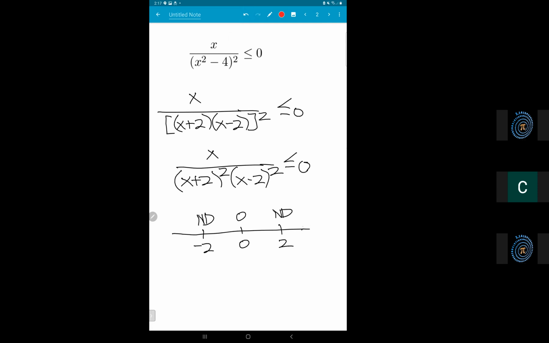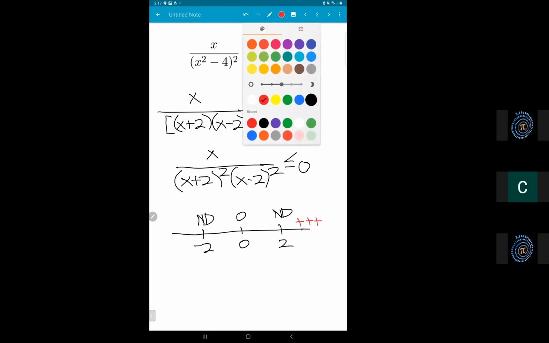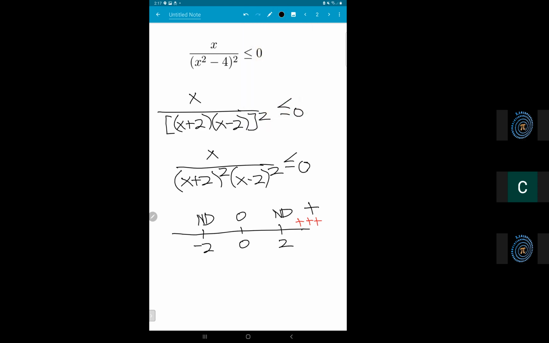if we pick a test number here, say 3, all will be positive, obviously. So X will yield a positive value. And then this one will yield a positive value. Really no need to write it as divided by, since it won't affect the sign. So let me just write a series of signs. So positive, positive, positive. So we eventually get positive.